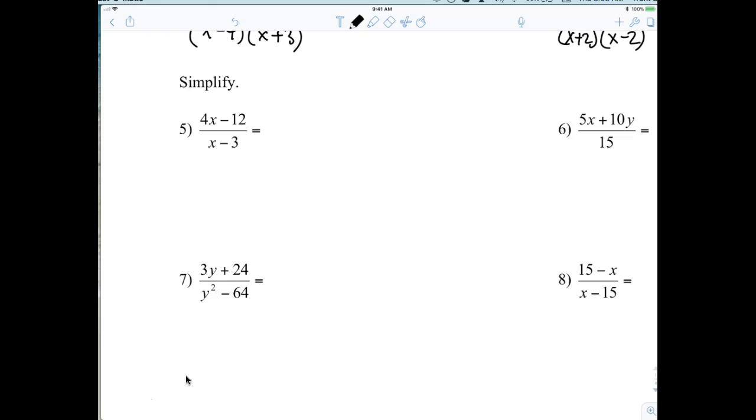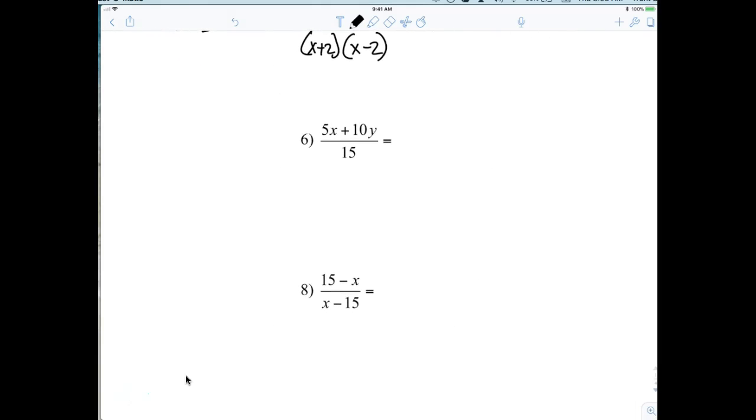Alright, so number 5, 4 parentheses X minus 3. So now what happens to the 2X minus 3's? So your final answer is just 4. Alright? Number 6, what can I factor out? 5. X plus 2y over 15. Am I agreeing with that? And then what happens to 5/15ths? Right, so it becomes X plus 2y over 3. And if you want to put the 1 there, you can. Is it necessary to put the 1? No.